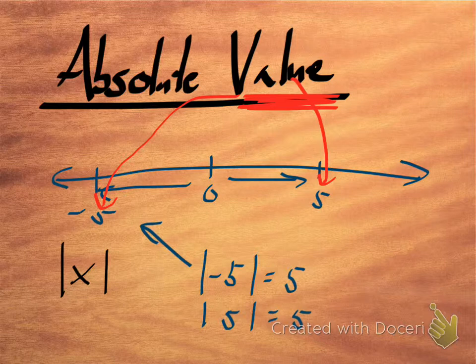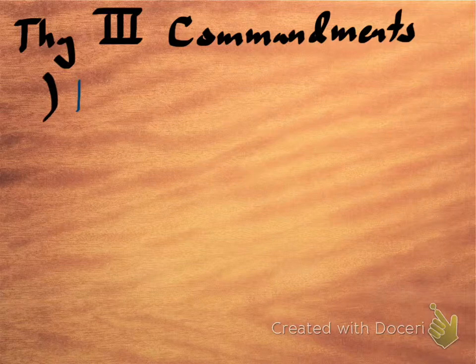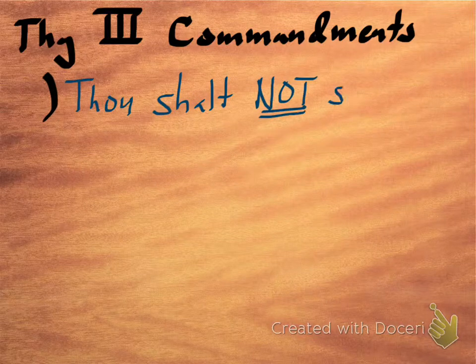All right, so now we're going to move on to the 3 commandments. And this is really all of 1.5, 1.6. 1.4 is just an introduction to this idea of positive, negative numbers and absolute value. Where it really gets interesting is when we get to the 3 commandments. So we're going to write down thy 3 commandments.